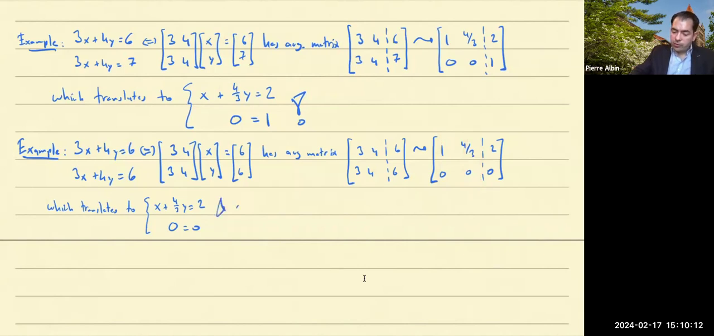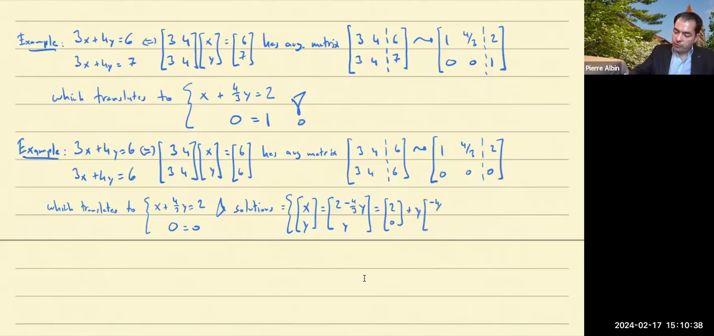So we can write the solutions as all of the vectors [x, y], where we write the pivot variable in terms of the free variable. So x is equal to 2 minus 4/3 y, and y is just equal to y. I can write this as [2, 0] plus y times [-4/3, 1]. And here y is free, so it's allowed to be any real number. And that's the set of solutions to this equation.